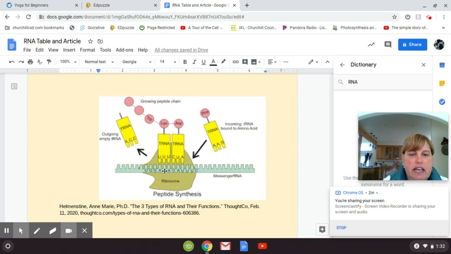These transfer RNAs line up by 3s. So in the groups of 3s, it's called the codon. But they line up with the messenger RNA. And when they line up together, it smacks those 2 amino acids together. And when those 2 amino acids smack together, they bond together.